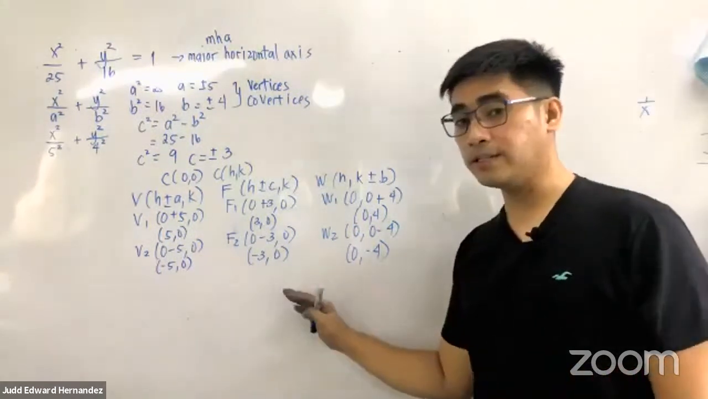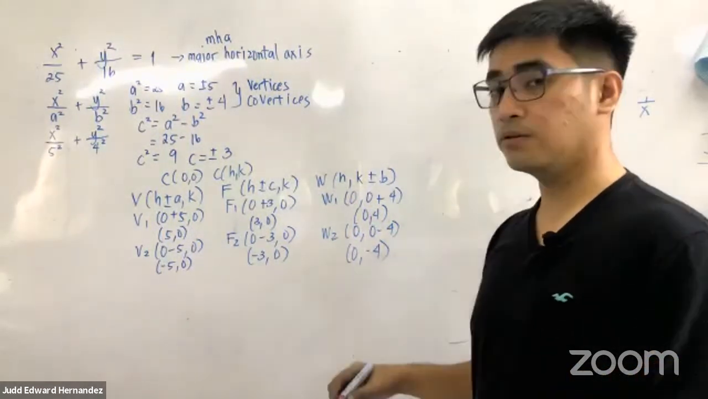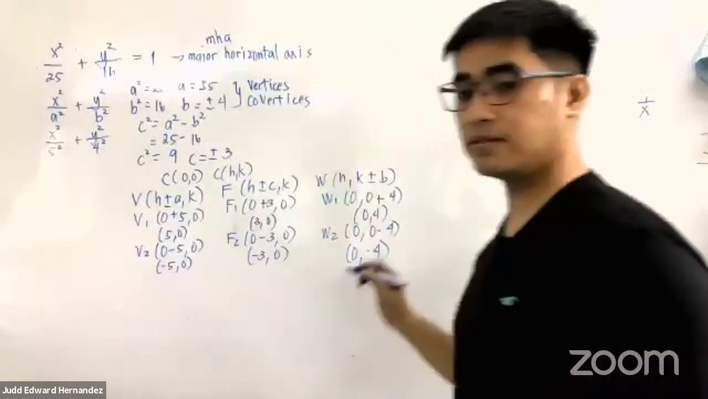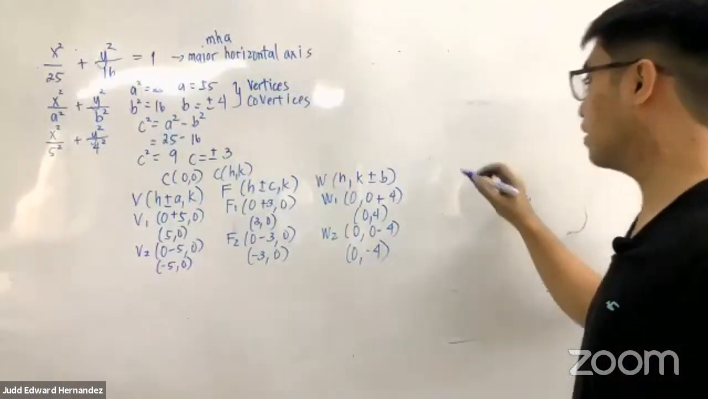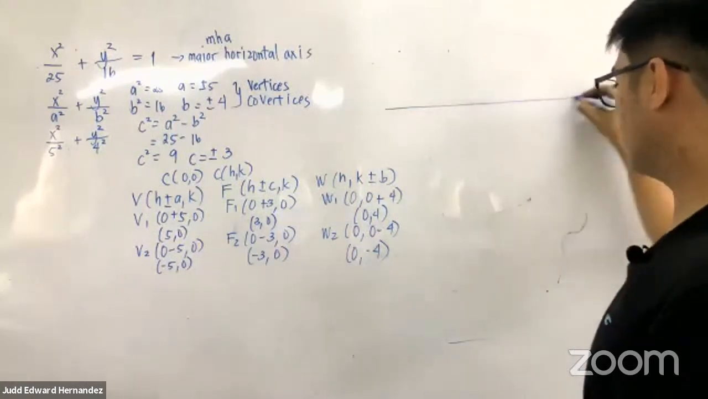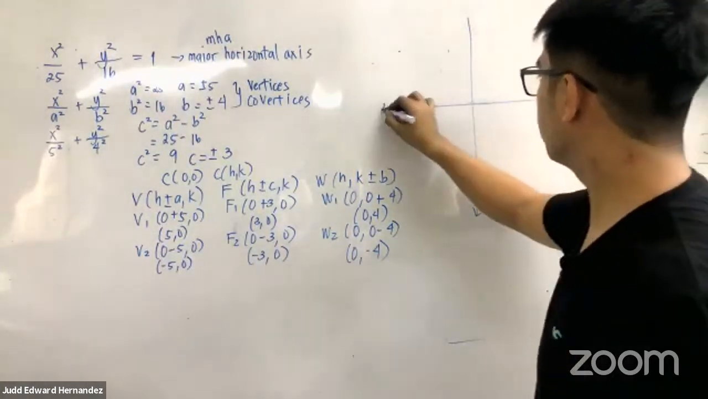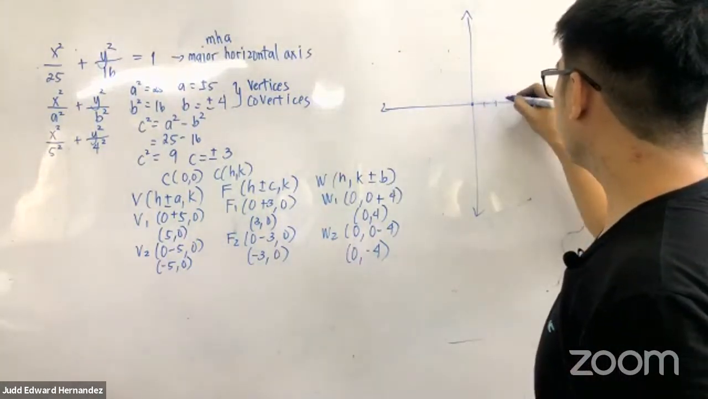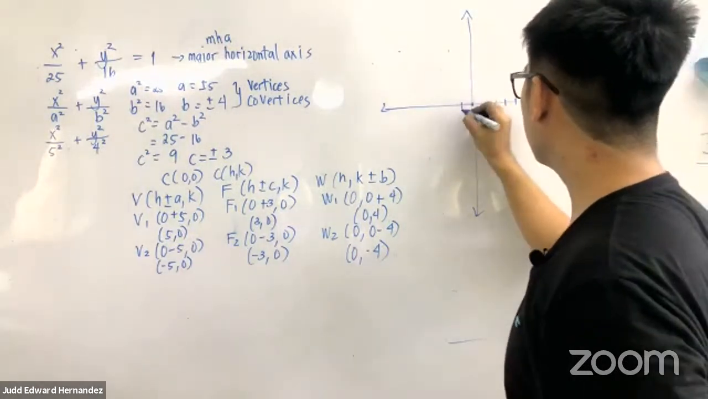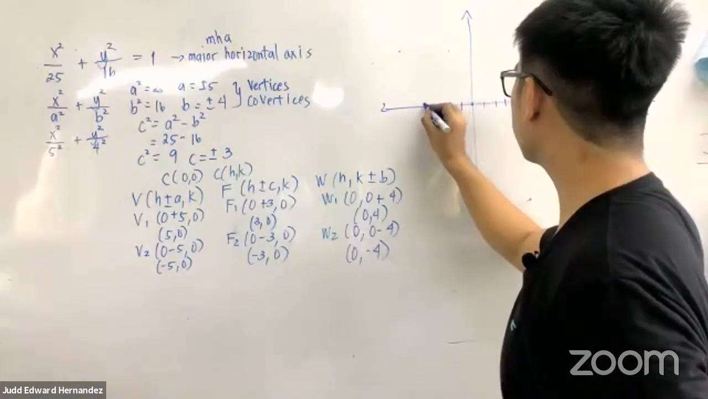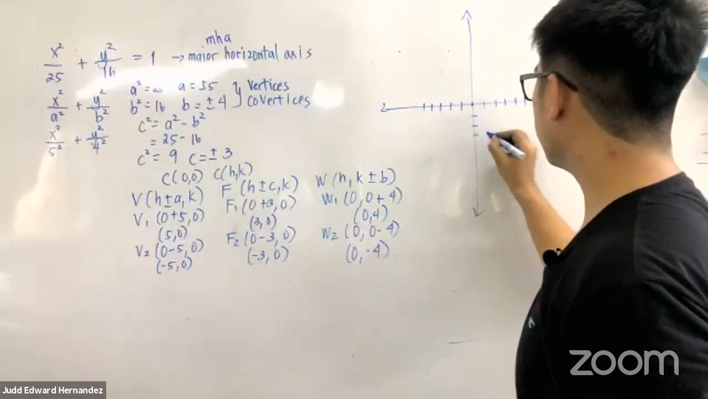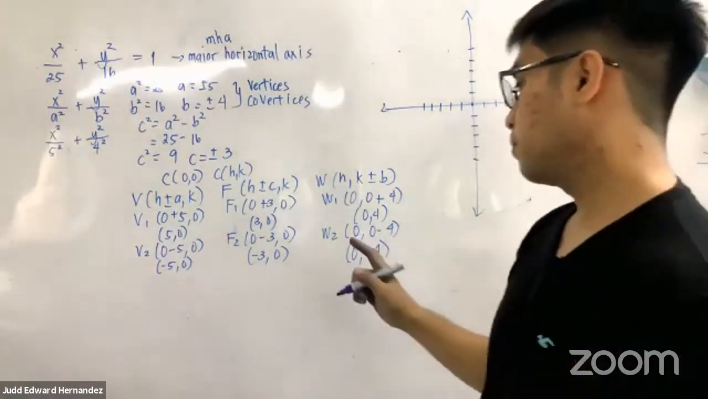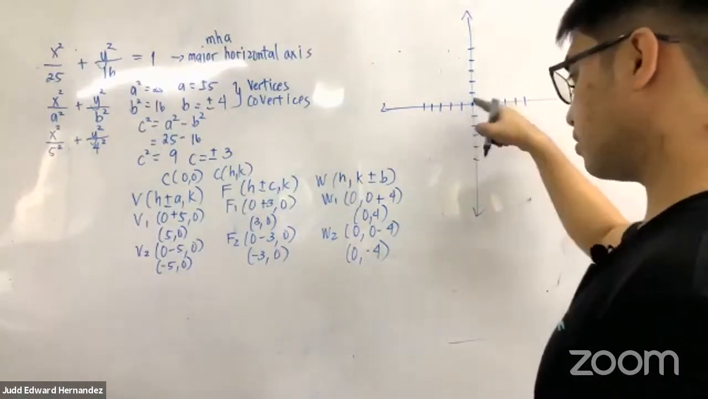So, these are now the points that we need to graph. So, graph na natin siya. Okay, pag graph natin siya, this is the center. 1, 2, 3, 4, 5. Okay, so center is located at the origin, 0, 0.